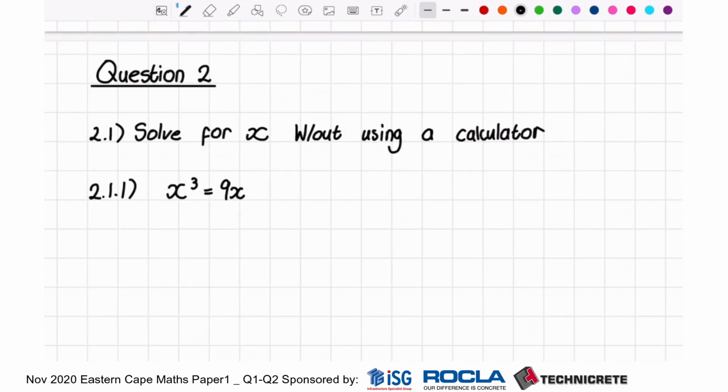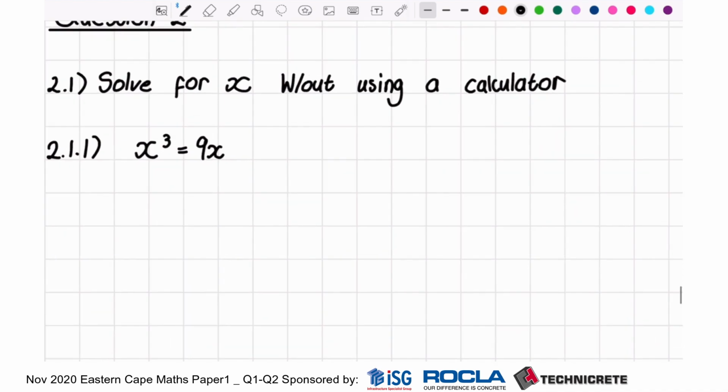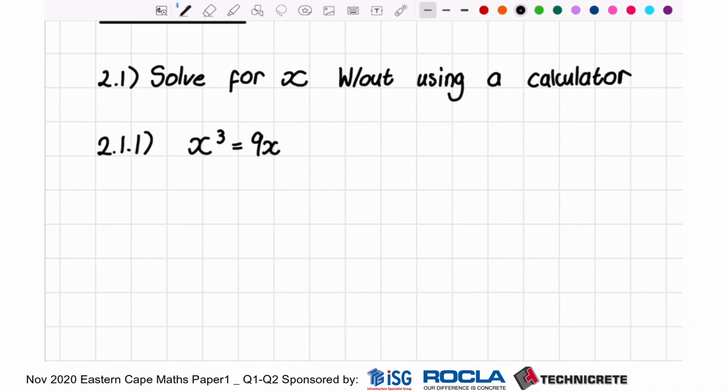Okay, so moving on to question 2, the first part, 2.1, asks us to solve for x without using a calculator. So this question 2 is just some more algebra like question 1 was. So for the first one, 2.1.1, we've got x cubed equals 9x. All right, so I want to solve for x.